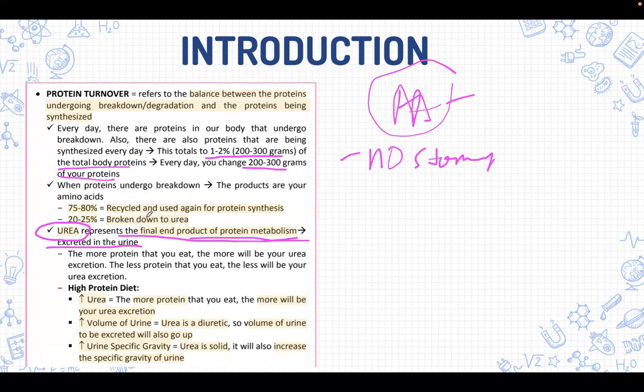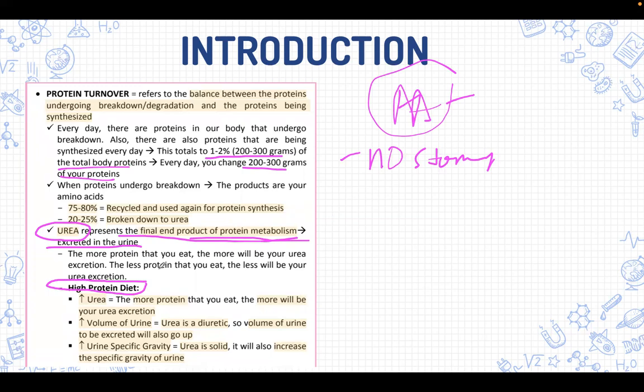So for the high protein diet, yung mga mahilig uminom ng whey protein dyan, yung mga nag-gym, the higher the urea. Okay, ibig sabihin nun, mas madami yung in-intake mo na protein, depending kung kinain mo siya or incorporated siya sa iyong drink or incorporated sa iyong meal, you have ate a high protein diet, the more will be your urea excretion. And then, the higher the volume of the urine, ibig sabihin nun kapag parang polyuric ka, madami yung volume ng urine mo, urea kasi diuretic yan, diuretic.